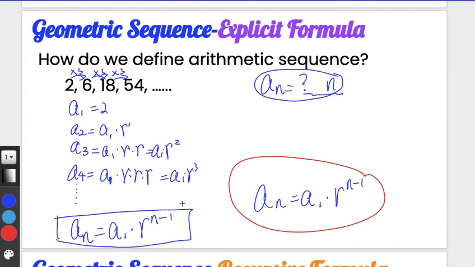As you can see, we need several things: the first term, the ratio, and how many terms in here in order to get that term. So it's always the difference between n and whatever term we have. This is the first one.